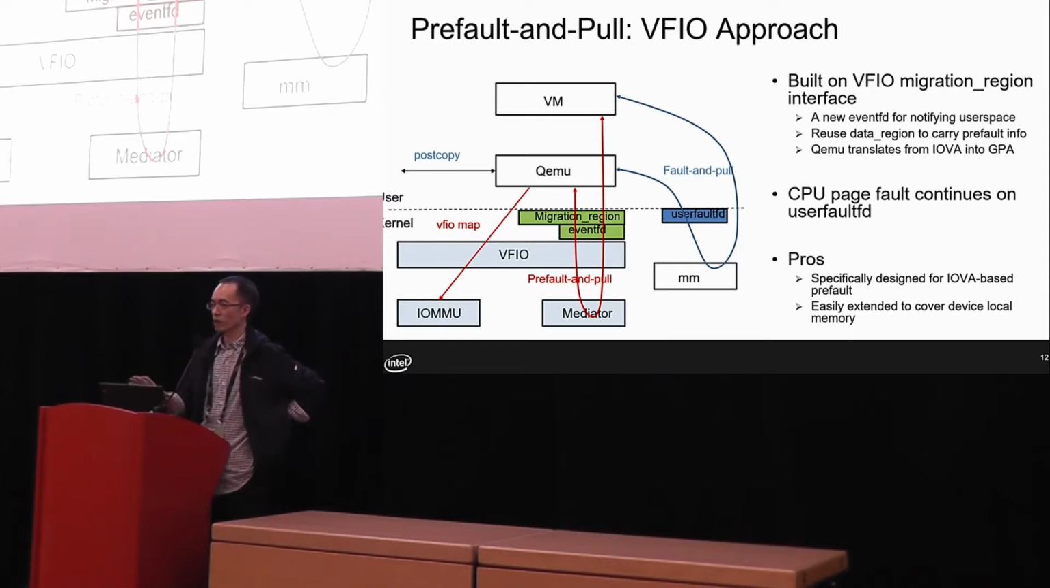This is not the final conclusion. We are still exploring whether we can leverage the userfaultfd for the same purpose. But at least for now, it seems this model better fits the IOV-based pre-fault and can be easily extended to device local memory in the future. Okay, that's all about the high-level design. Now welcome my colleague to introduce the NIC-specific part.